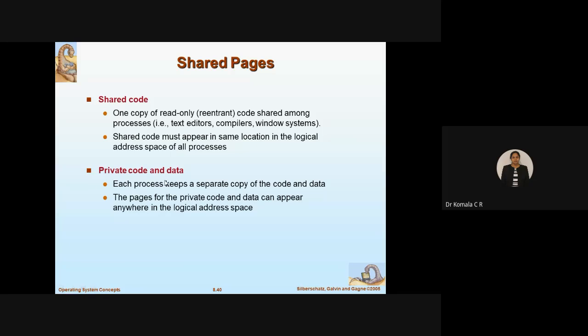Fine, you can understand that with the example. Coming to the private code and data, each process keeps a separate copy of the code and data. If I consider three processes and the same set of code is to be executed, process 1 has to keep one copy, and process 2 again, process 3 again. So the pages for the private code and data can appear anywhere in the logical address space. It should have a separate copy, but it's not compulsory to store it in a particular location. It can store it in any location.